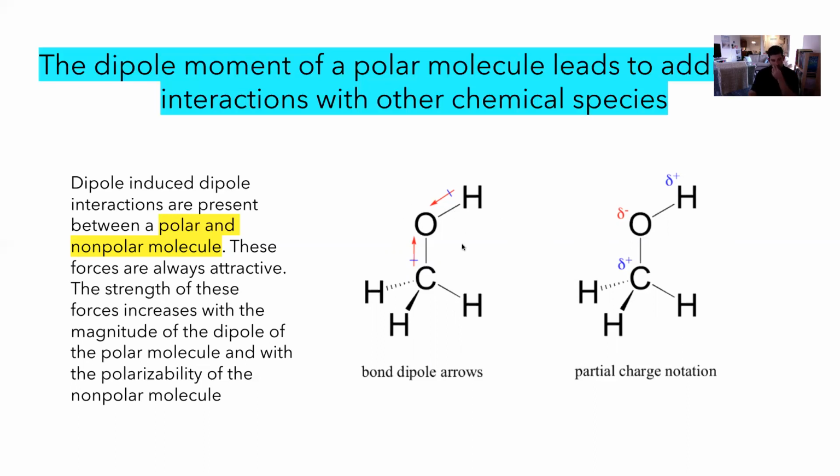there's two ways we can do it. We could do the bond dipole arrows. We typically like to show the movement of the electrons, so the arrow points towards the more electronegative atom, and we put that little bar. So the electrons are moving from carbon towards oxygen. Oxygen's pulling stronger. The electrons are moving from hydrogen towards oxygen.